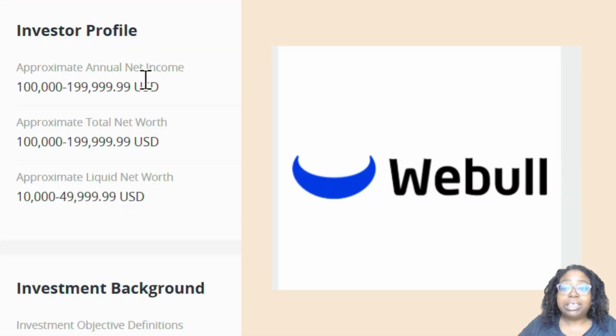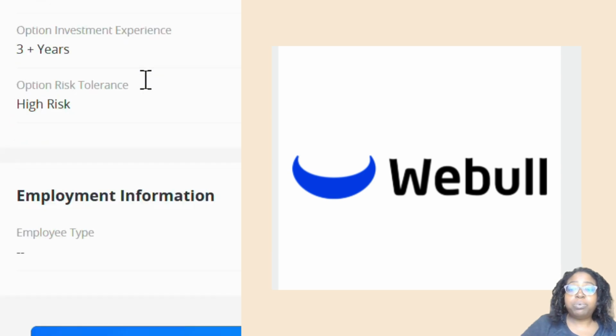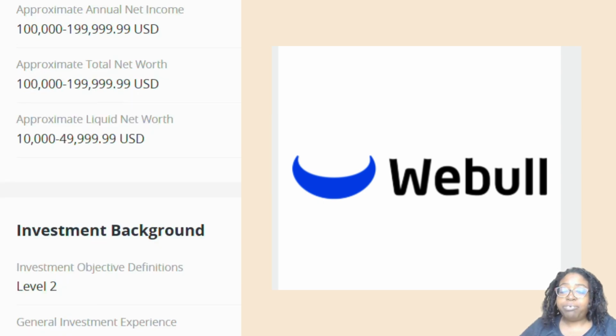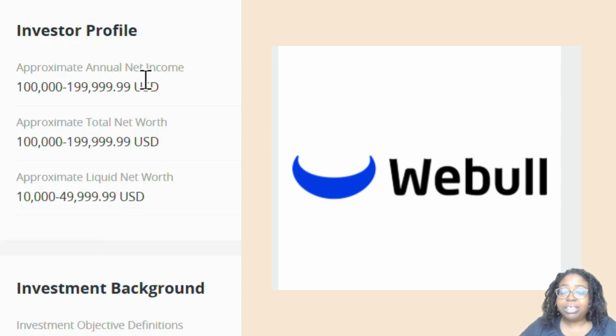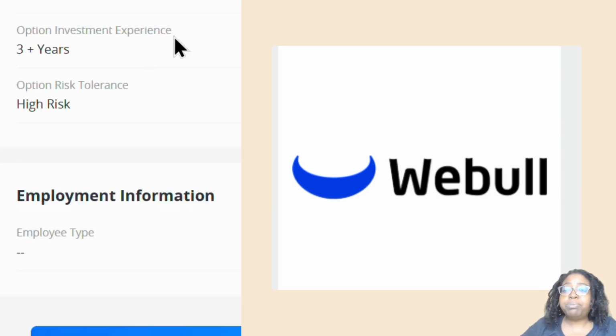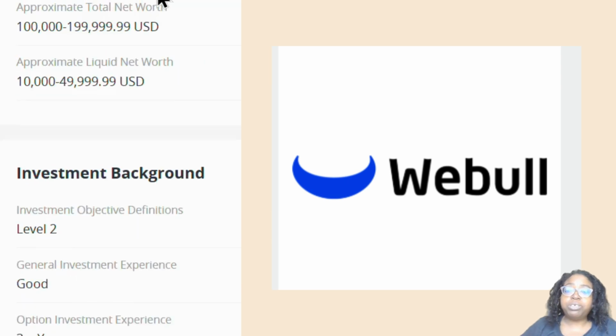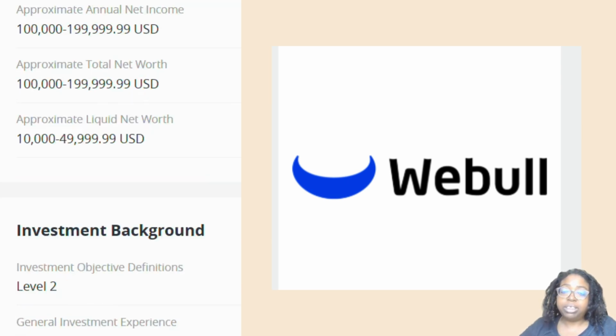All right, in a nutshell, these are the things that you're going to want to do in order to fill out that application for Webull and pretty much for Robinhood. Basic questions that they're going to ask that you're going to fill out, and that way you can be approved for level 2 trading options.